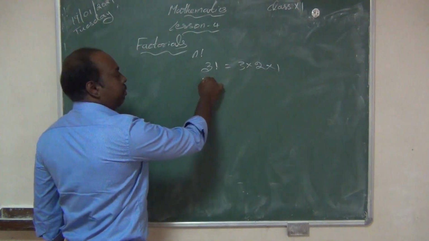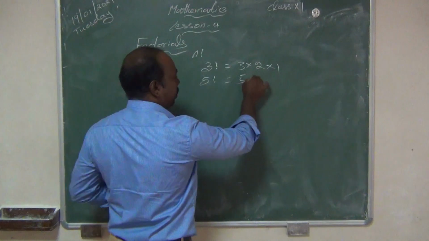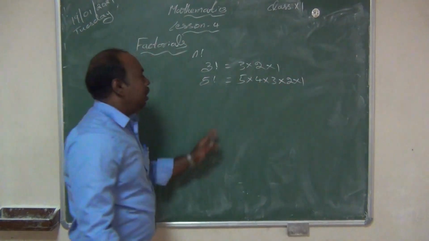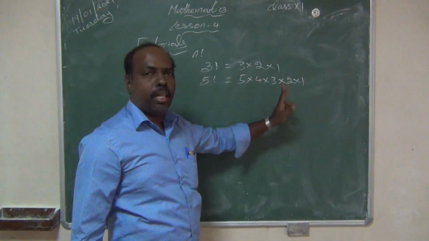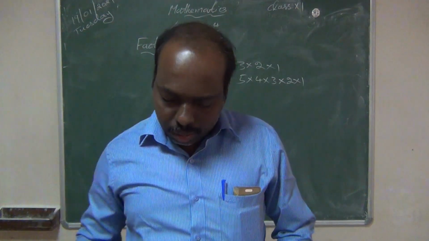For example, if 5 factorial, how will you write? 5 into 4 into 3 into 2 into 1. You have to start from 5 and end with 1. So multiply and write, that is the answer. We will see one example.